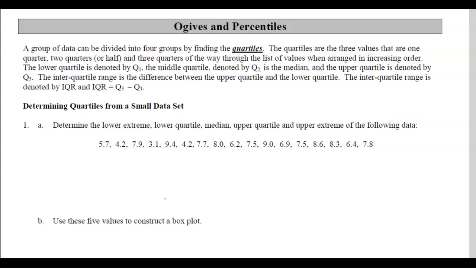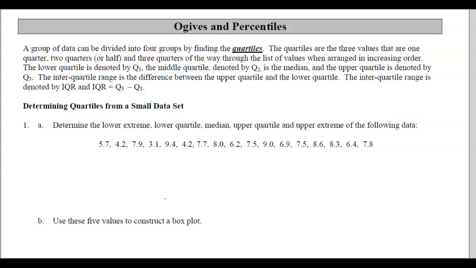So just to remind you what we did last week, a group of data can be divided into 4 groups by finding the quartiles. Quartiles are the 3 values that are 1/4, 2/4, or a half, that's like the median, and 3/4 of the way through the list of values when arranged in increasing order. The lower quartile is denoted by Q1, middle quartile Q2 or median, and the upper quartile is Q3.